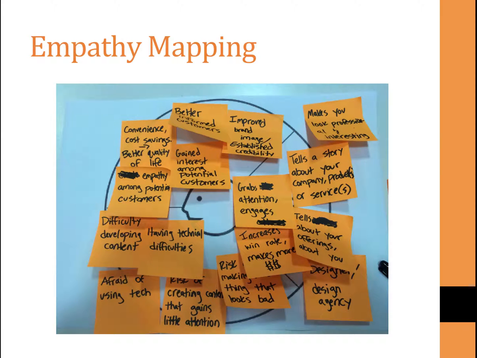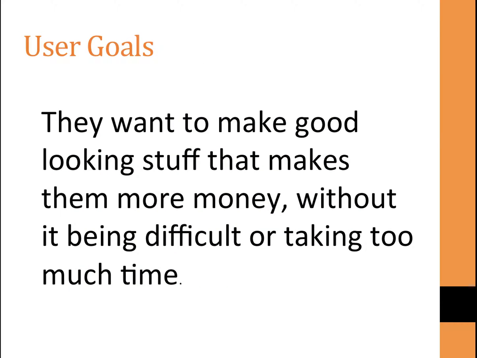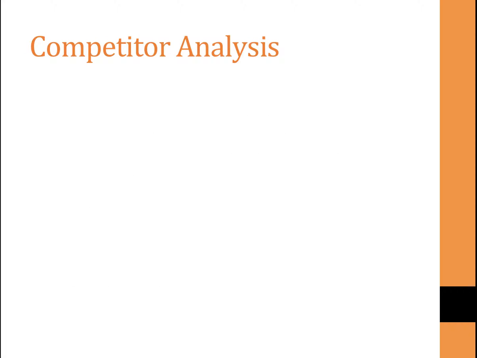So this is an empty map that maps out the worries and the goals of the users, and I've taken all that and summed it up in one simple, straightforward sentence. What the users want is to make good-looking stuff that makes them more money without it being too difficult or taking too much of their time. Easier said than done, but that's what we're shooting for here.